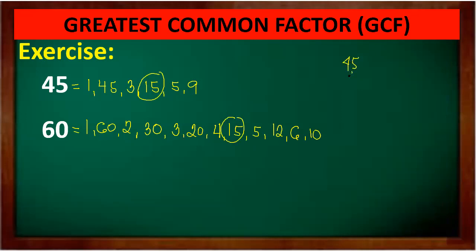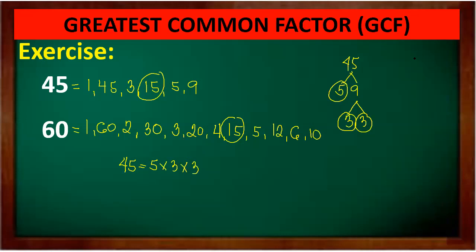So prime factors of 45, we can start it by getting 5 times 9. 5 times 9 is equals to 45. 5 is already a prime number. 9 is not yet because the factors of 9, hindi lang 1 times 9, meron pa. 3 times 3 are also factors of 9. So therefore, the prime factors of 45 is 5 times 3 times 3.